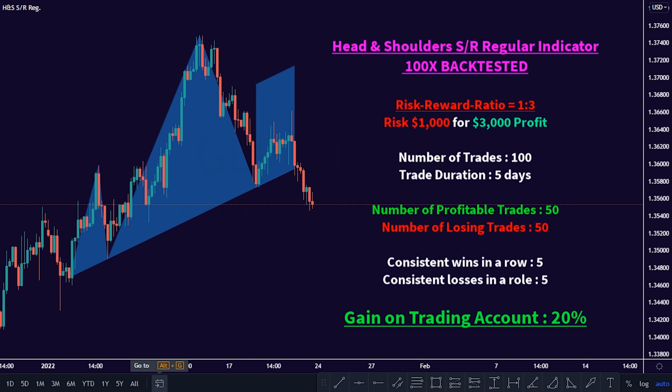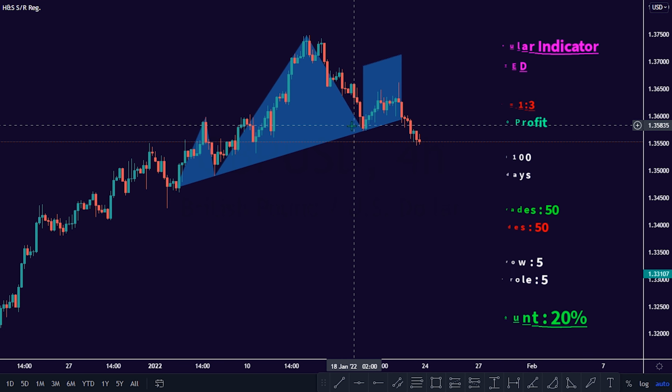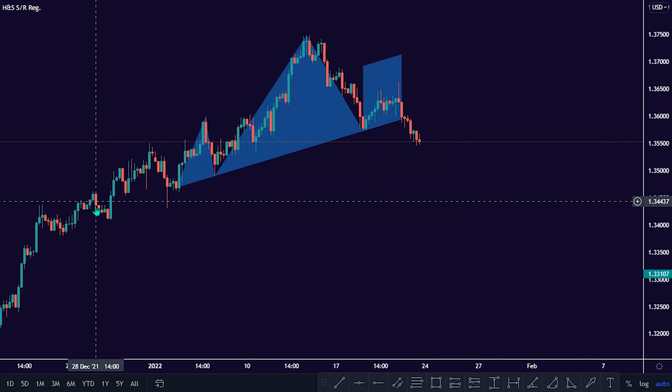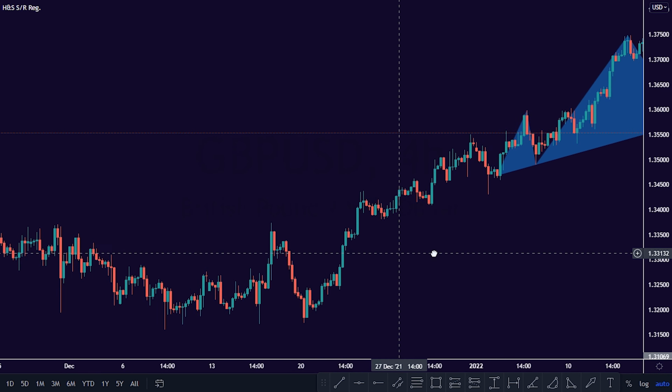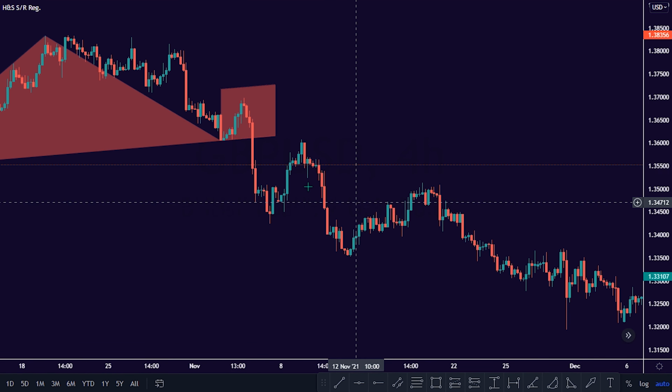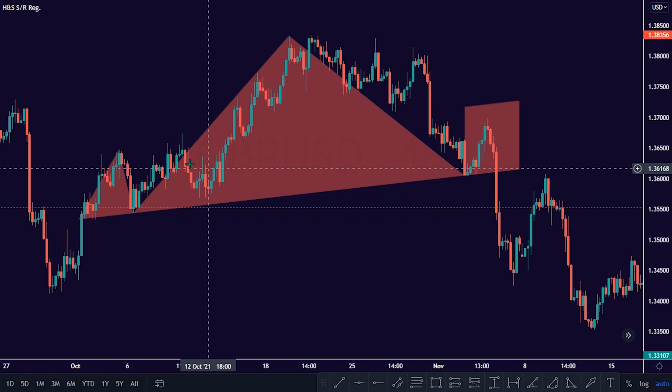I got 50 wins and 50 losses. My record for most consistent wins in a row is 5, and most losing streak in a row is 5. The gain on the trading account is 20%. In order to have a higher winning trading record with this trading strategy, make sure you combine it with key levels and trend following indicators such as moving averages.